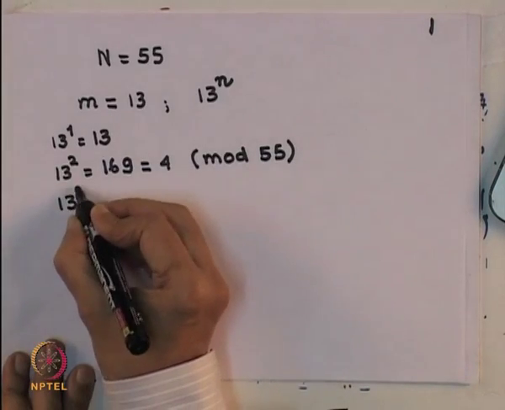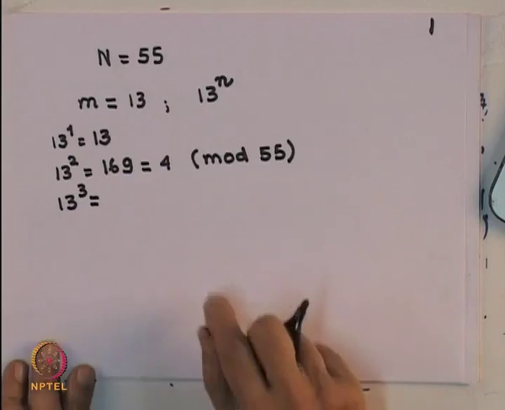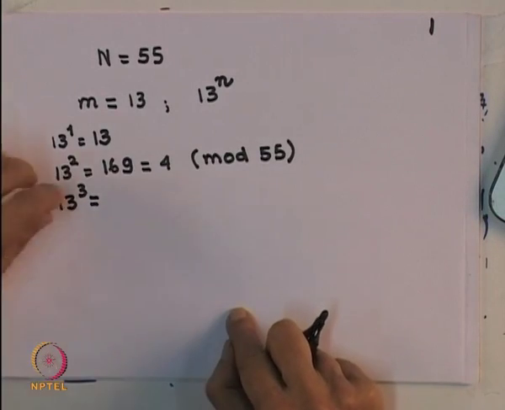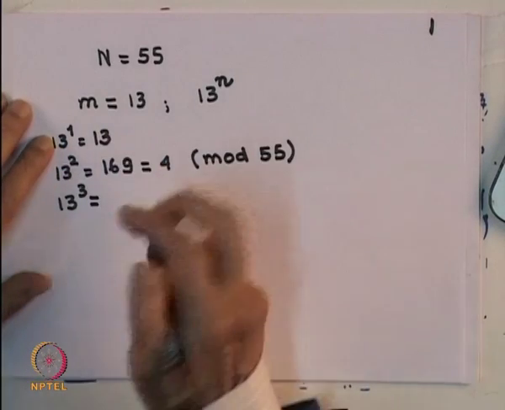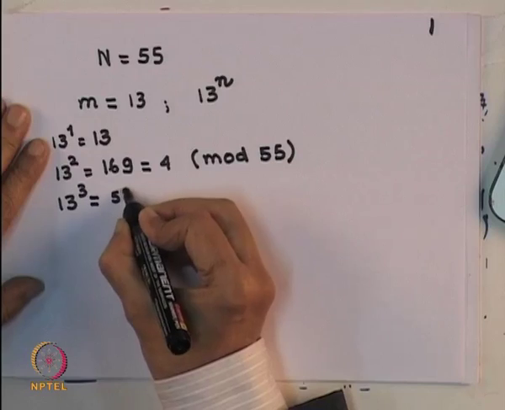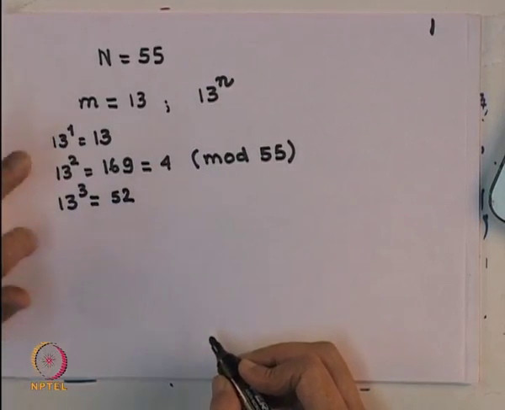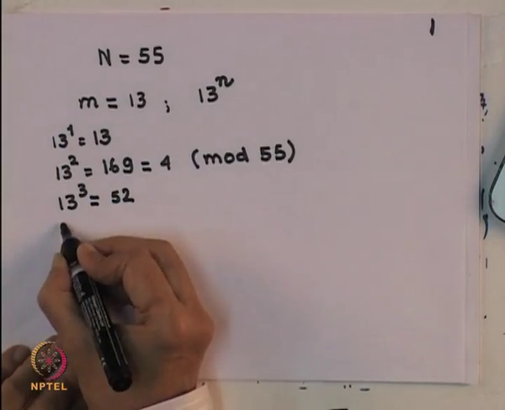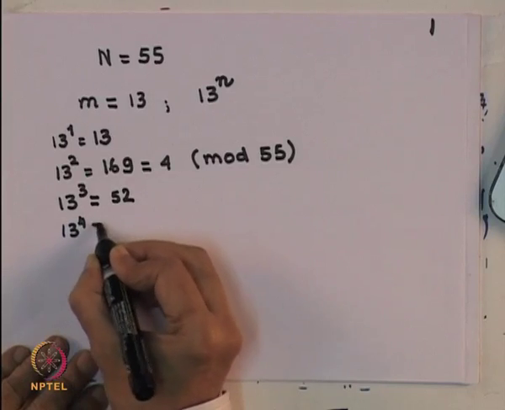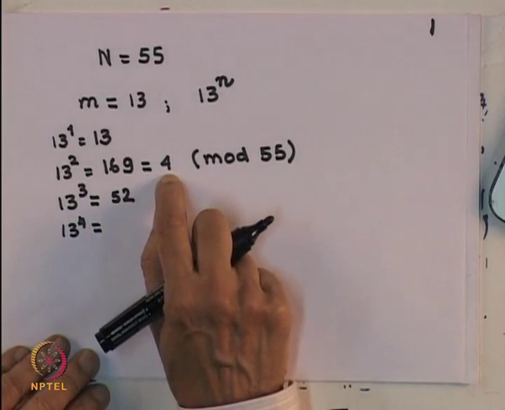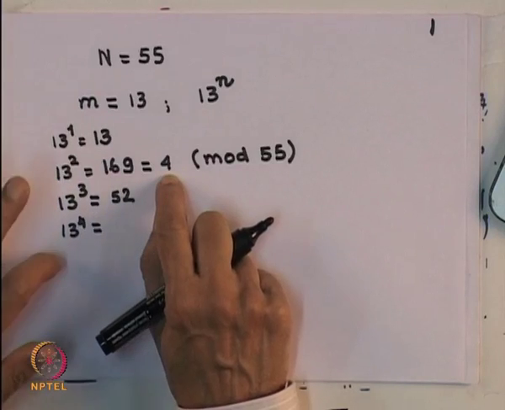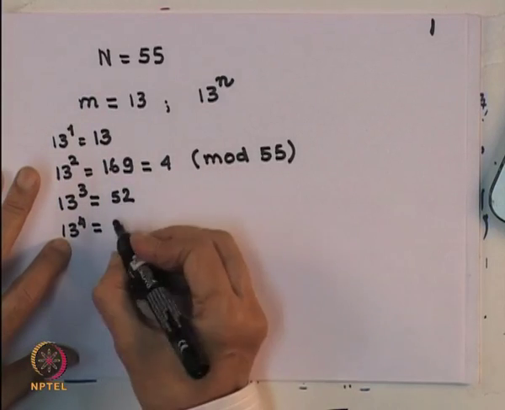How do I calculate 13 cube? Do I calculate 13 cube and proceed? The answer is no, because 13 cube is nothing but 13 square into 13 to the power 1. So it is 4 into 13 equal to 52. This is the attractive thing about modular arithmetic. What about 13 to the power 4? 13 square is 4. So therefore 13 to the power 4 is 4 into 4 equal to 16.